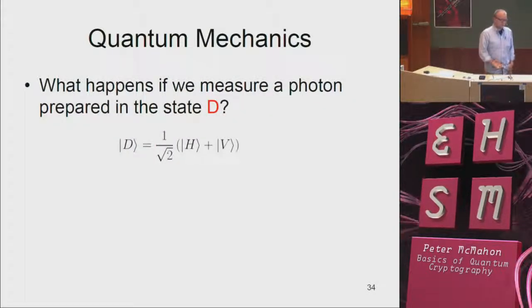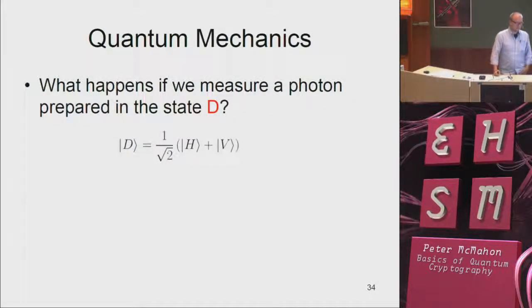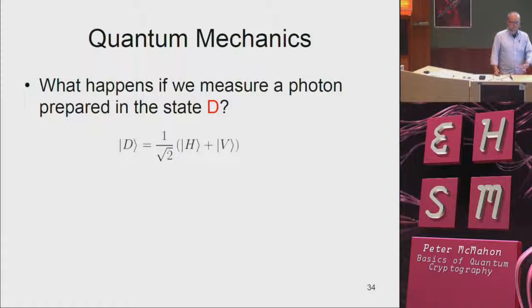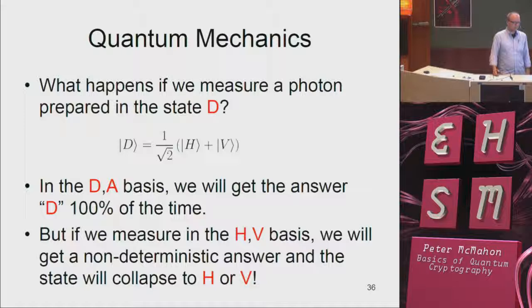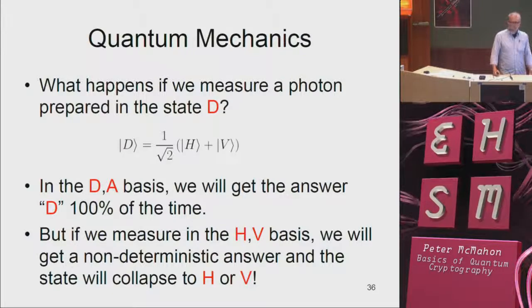So what happens if we measure a photon that's prepared in the state D, if we measure the polarization of this photon? So if we ask this state, are you horizontally or vertically polarized, what we'll see is that in this basis, if you ask it, are you D or A polarized, you'll get the answer D 100% of the time. But if you ask it whether it's H or V polarized, you will get a non-deterministic answer. You'll get H 50% of the time and V 50% of the time.